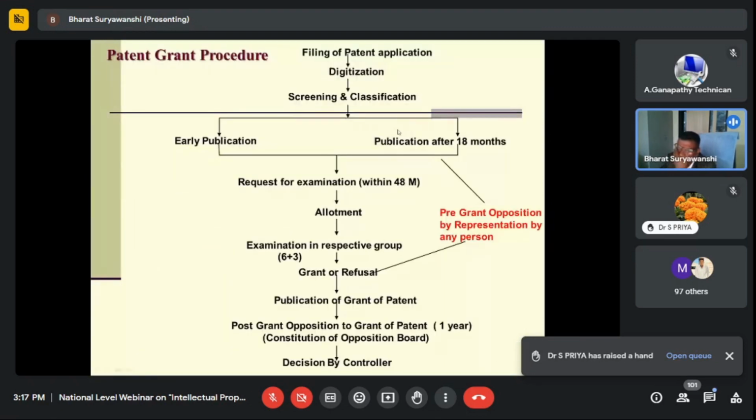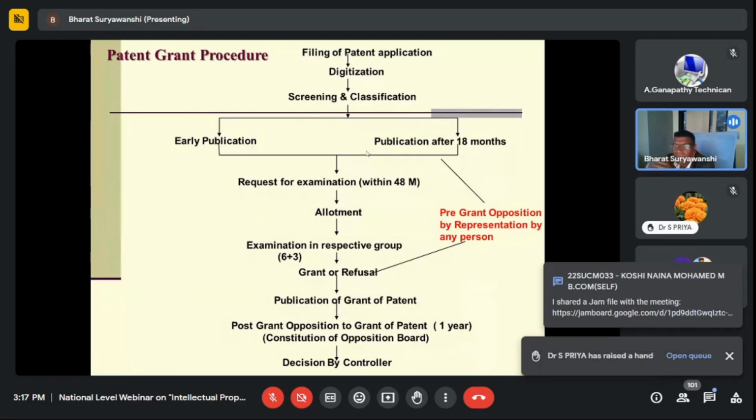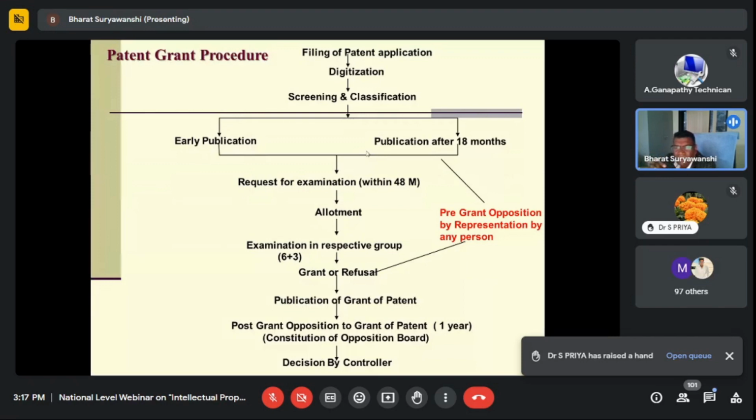Now, how do we grant patents in India? Once you file the patent application in India, it goes for digitization, screening, and classification using the International Patent Classification system. If you have requested early publication, proceed further. Otherwise, 18-month publication will happen. Request for examination must be made within 48 months by any person who has filed the patent. Then it goes for allotment to the examiner.